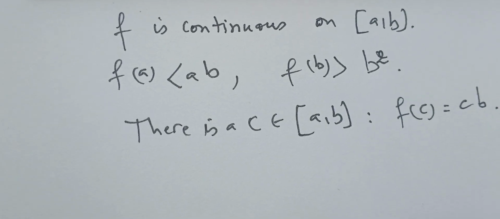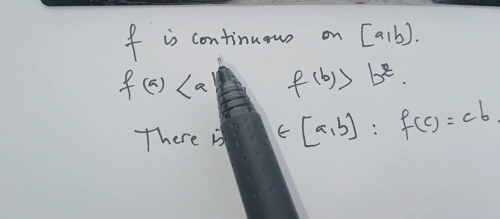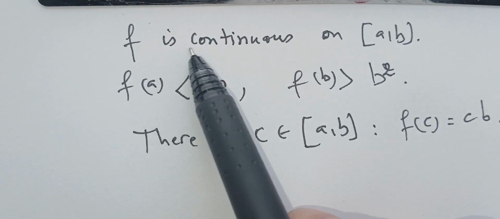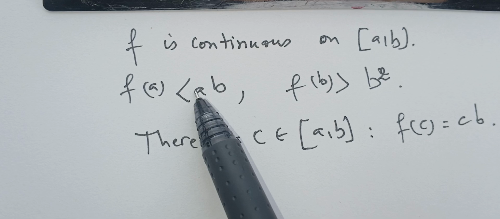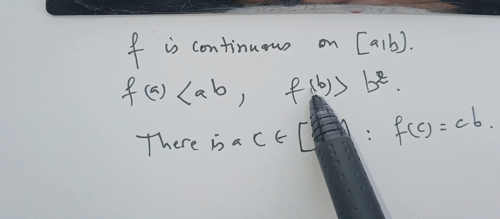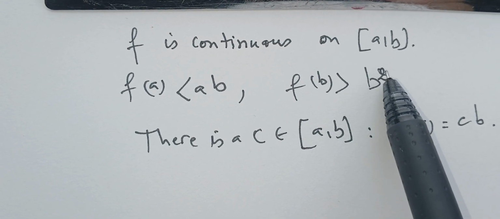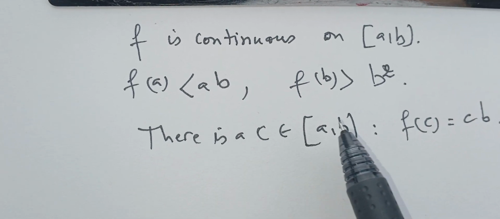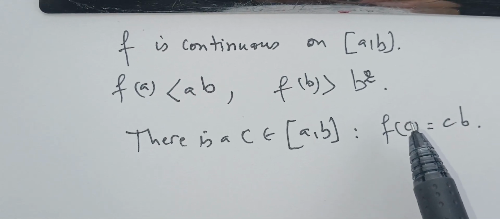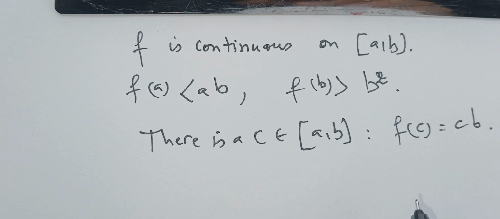Welcome back. In this video, we're going to try to do the following. f is continuous on [a, b]. We assume that f(a) is less than ab and f(b) is bigger than b squared. We want to prove that there is some c in [a, b] such that f(c) is equal to cb.